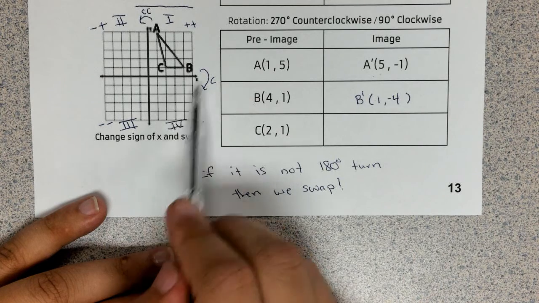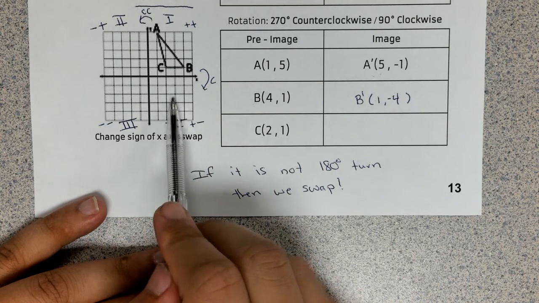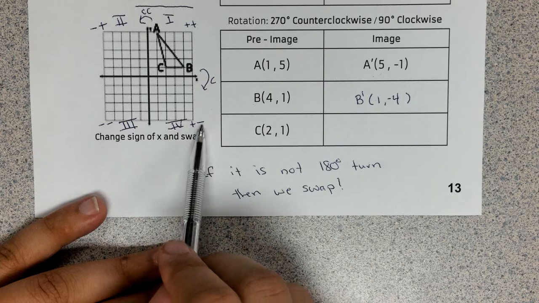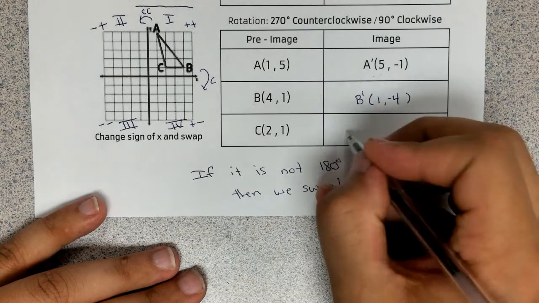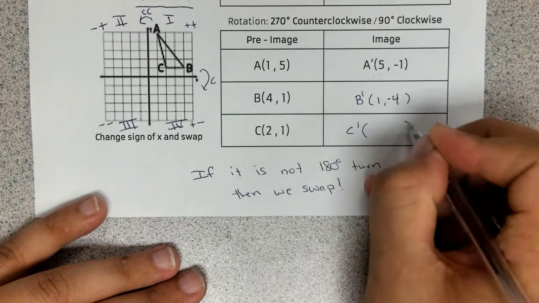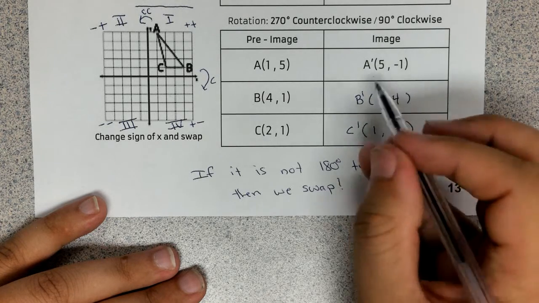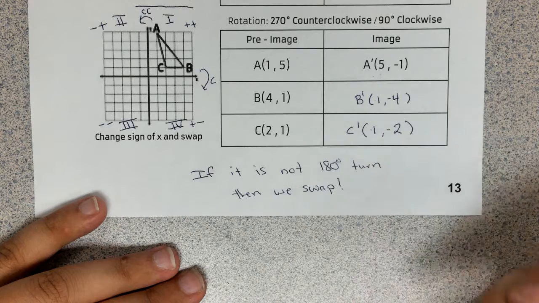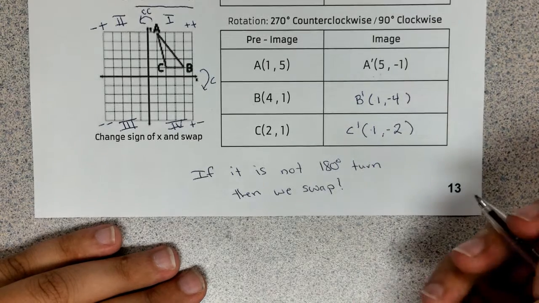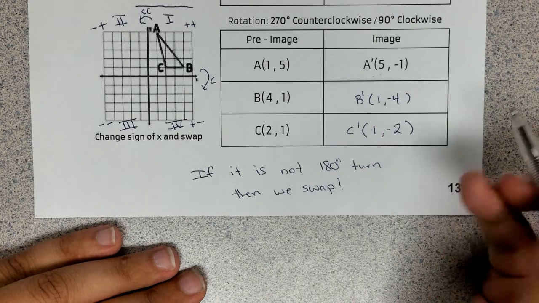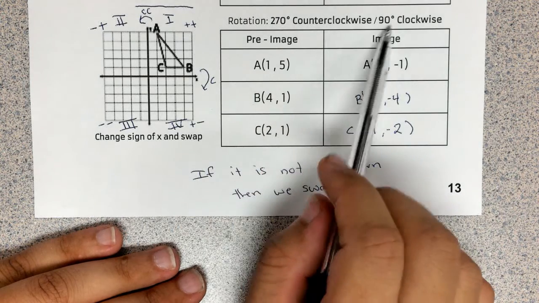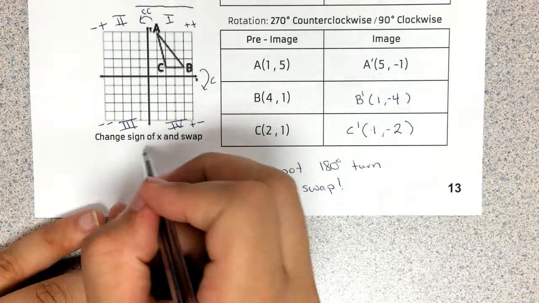So if I go 90 clockwise and I move 1 quadrant, so 90. Notice the signs are still positive, negative. So C prime. It wasn't 180, so I swap. So 1, 2. And then I need to be positive, negative, because that's the box I landed in, the quadrant I landed in.